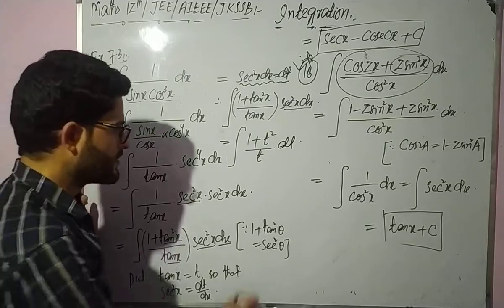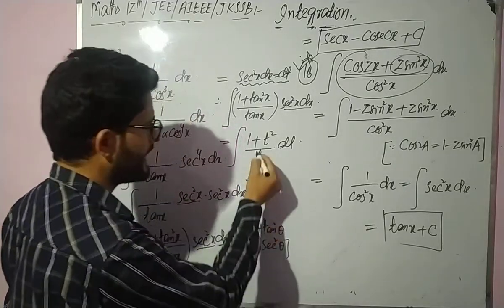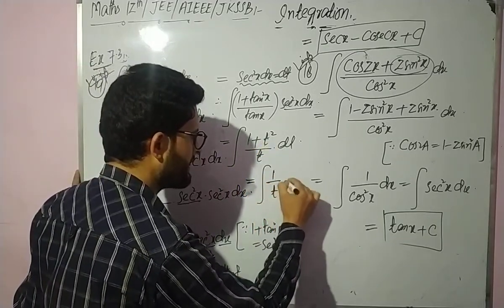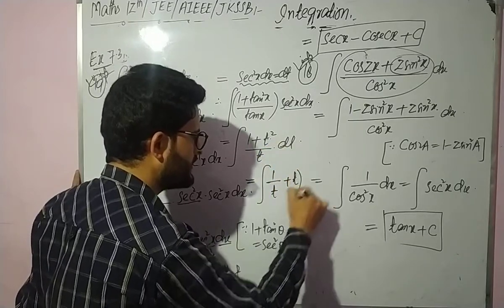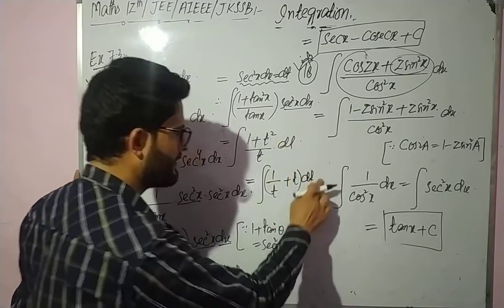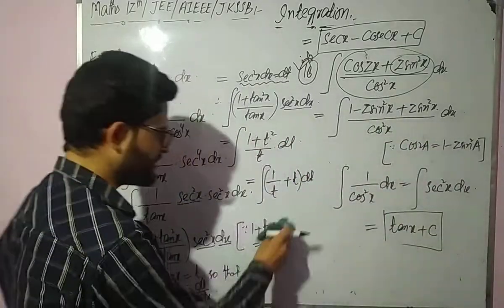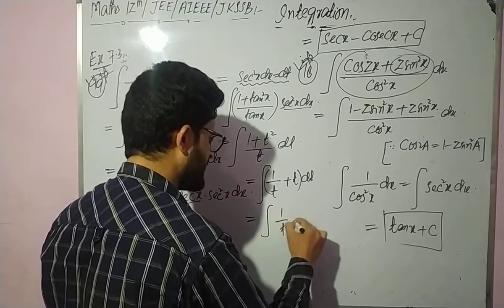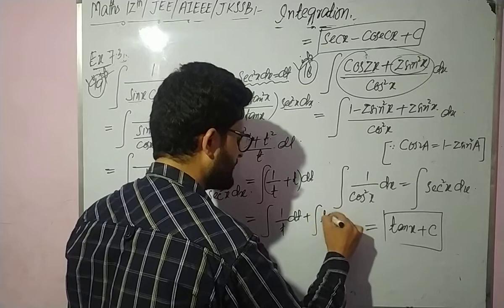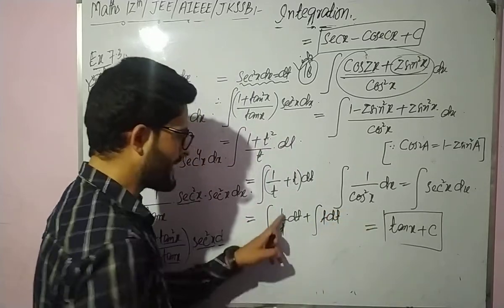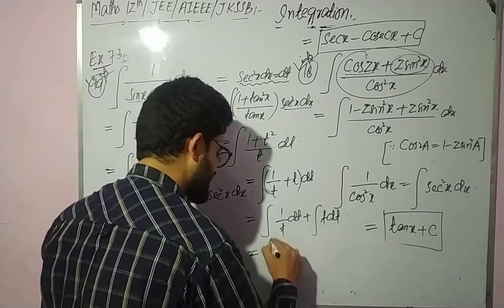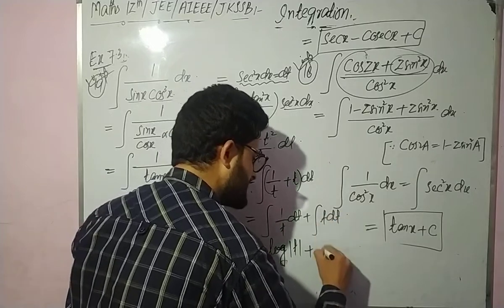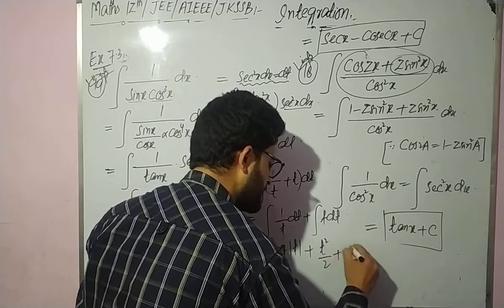Is that clear? So that is further equal to integration of, now t is the common denominator, so do 1 separately and t square separately. So we get 1 divided by t plus t square by t, and that is t, whole dt. Now both 1 divided by t as well as t with respect to dt are standard integrals, so we will separate the integral: integration of 1 by t dt plus integration of t dt. Integration of 1 by t dt is a standard integral, and its integration is log of mod of t, plus integration of t dt is t square divided by 2 plus c.